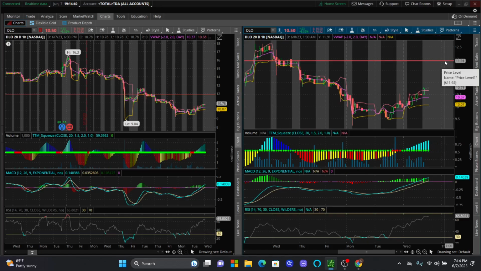My target is roughly $11.90. I want to get out right below $12. So that's going to be an 18% return for me. I am very happy with this position right now.